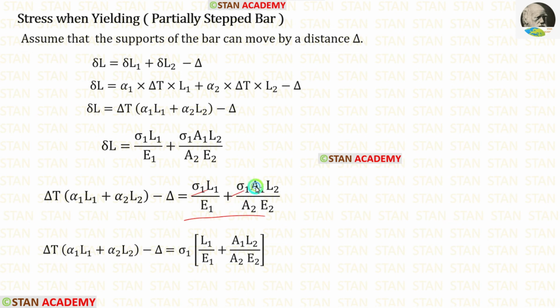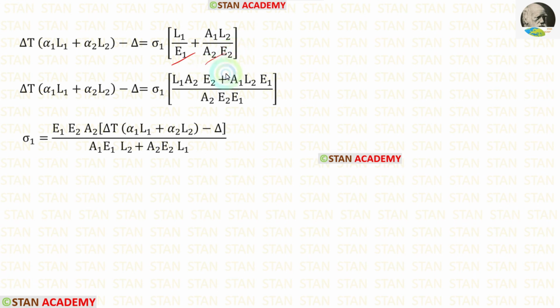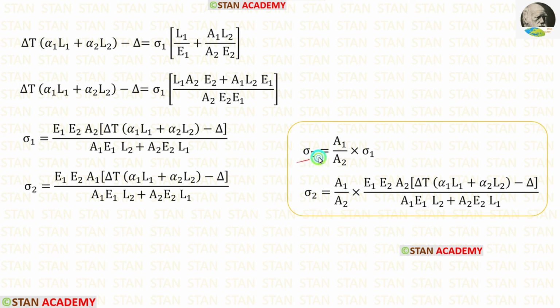Here delta is common. Let us keep it outside. For these two terms, we can take LCM. Then we can take this term on the right side. So it will come inversely. This is the formula for sigma 1. We know that sigma 2 is equal to area 1 upon area 2 into sigma 1. For sigma 1, we can apply this formula here. Then we can eliminate area 2. Finally, we will get the formula for sigma 2.